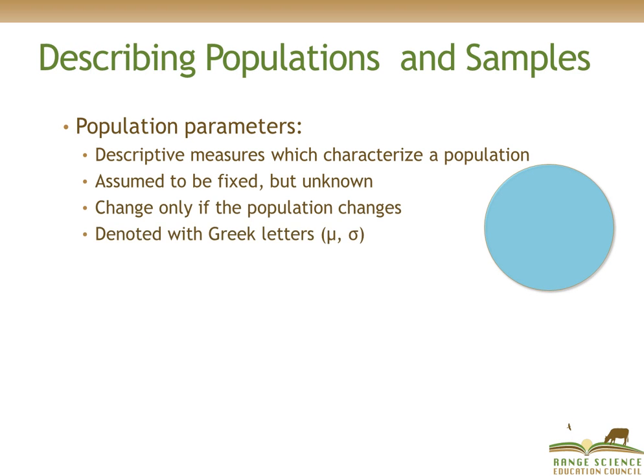When we're describing populations, we use population parameters. These are descriptive measures that characterize a population. They are assumed to be fixed, so not changing, but they're also unknown. And the reason that they are unknown goes back to this idea that we cannot be sure that we can accurately census all individuals in a population. We assume that population parameters change in value only when the population itself changes. So if a population is increasing or decreasing, that would be reflected when we measure or estimate a population parameter to change. Population parameters are denoted with Greek letters.